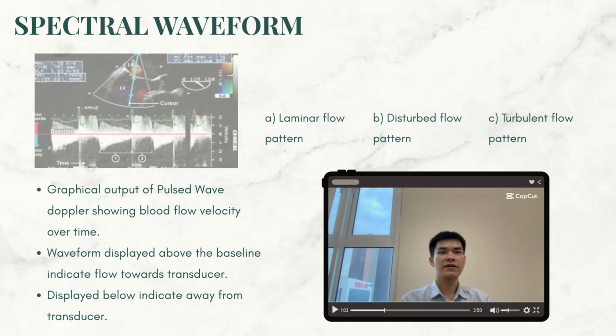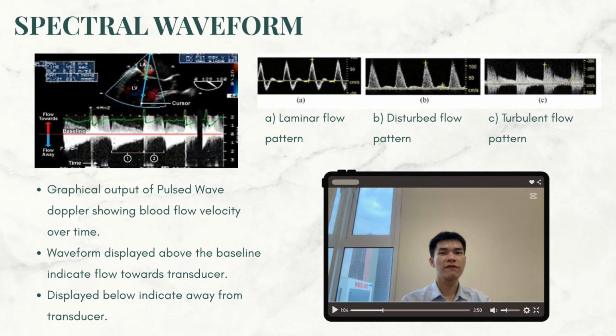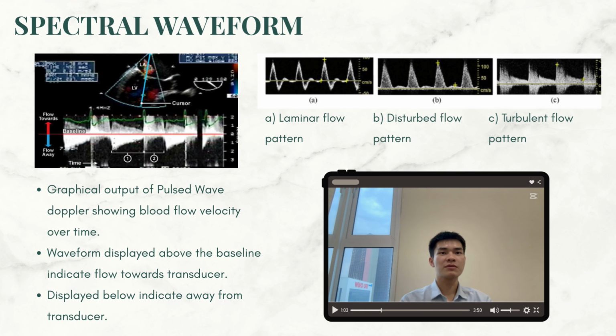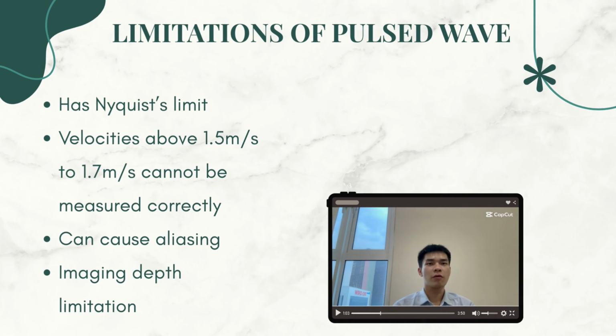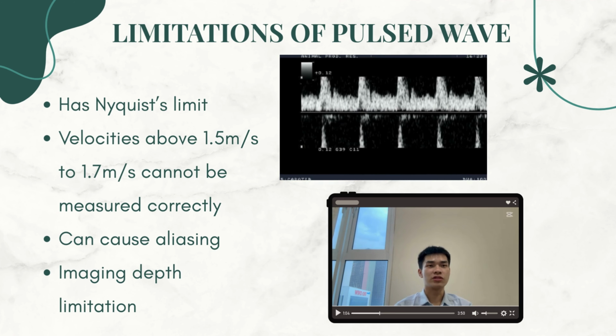Spectral waveform is a graphical output of pulse wave Doppler showing blood flow velocity over time. It also demonstrates the direction of blood flow, whereby the waveform display above the baseline is flowing towards the transducer, while display below the baseline is flowing away. It can also demonstrate flow patterns such as laminar flow, which has a narrow spectral width and a clean spectral window, disturbed flow with spectral broadening and filling in of spectral window, and lastly, turbulent flow with spectral broadening and loss of spectral window.